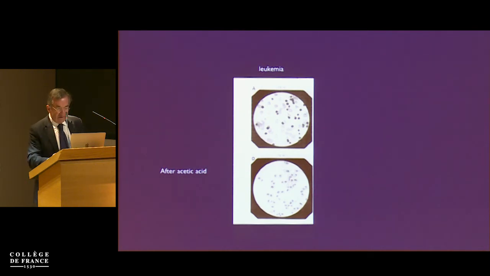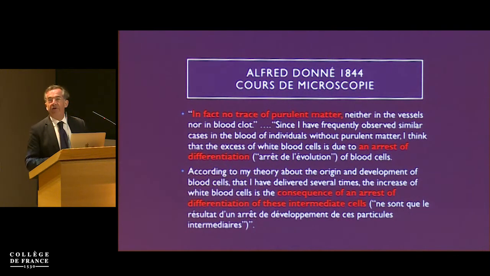He said that in a patient with this blood, in fact, there was no trace of purulent matter, neither in the vessels nor in the blood clot. Since I have frequently observed similar cases in the blood of individuals without purulent matter, I think that the excess of white blood cells is due to an arrest of differentiation. That is for the first time a real definition, the actual definition, of leukemia. And again in this book: according to my theory about the origin of development of blood cells, which I have delivered several times in these lectures, the increase of white blood cells is the consequence of an arrest of differentiation of these intermediate cells. Ne sont que le résultat d'un arrêt de développement des particules intermédiaires. That means he defined leukemia completely in 1844.